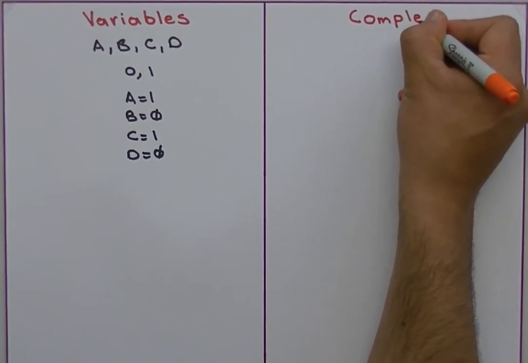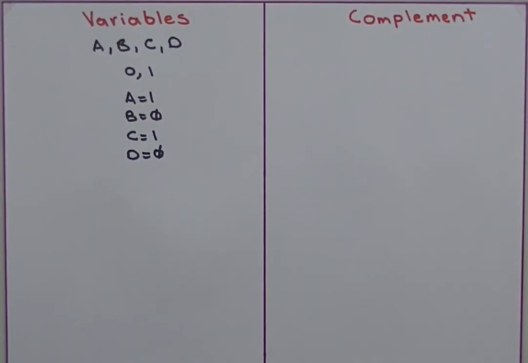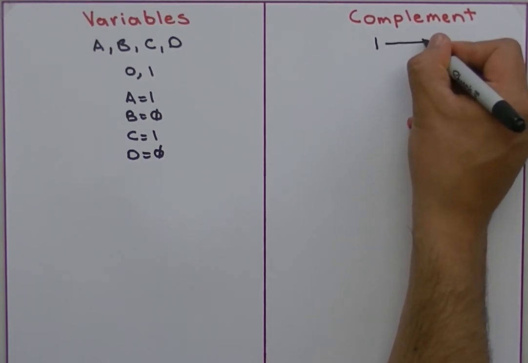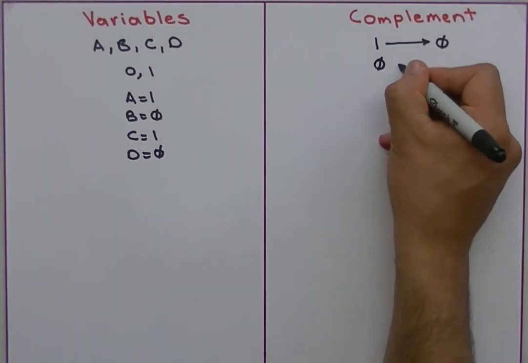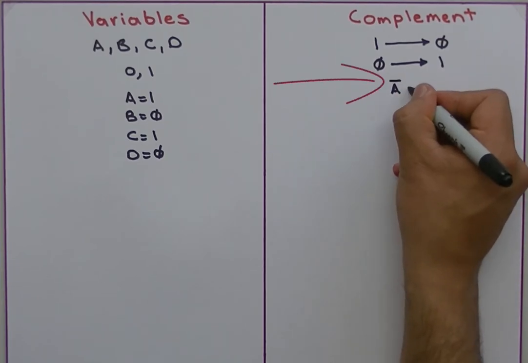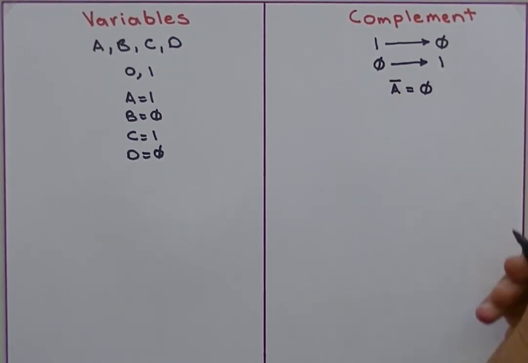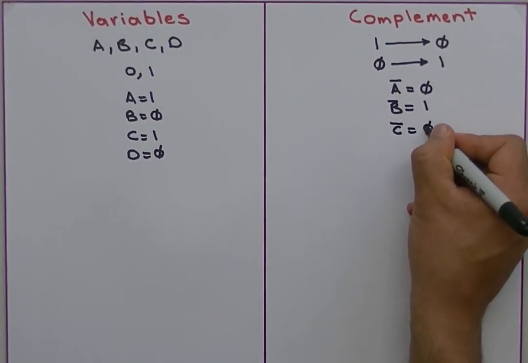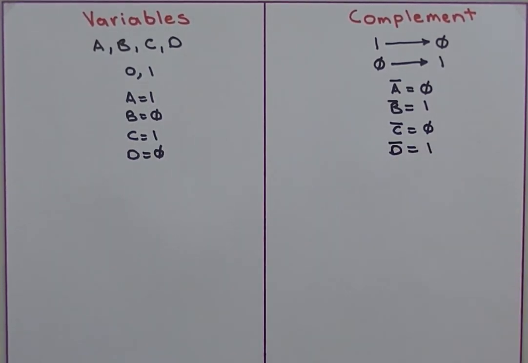When we obtain the complement of a variable, it means that the variable takes the opposite value. So if a variable is equal to 1 and we complement it, the variable takes the inverse value, 0. We denote the complement by a bar over the variable. So A bar is the opposite of A. Since A is 1, A bar is 0. Since B is 0, B bar is 1. And so on. We obtain the complement for C and D, taking into account that the complement of 1 is 0, and the complement of 0 is 1.